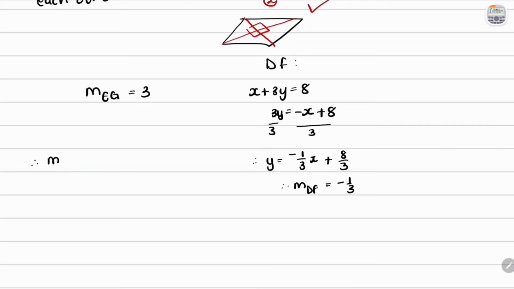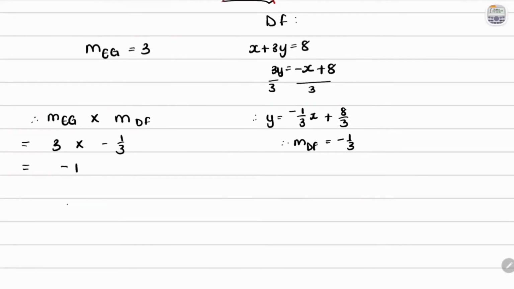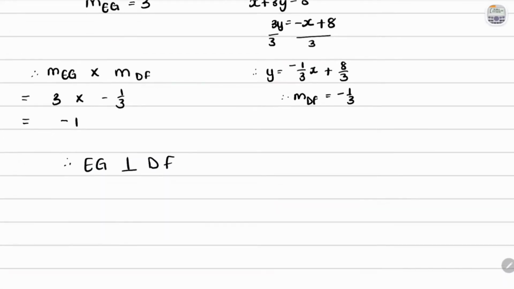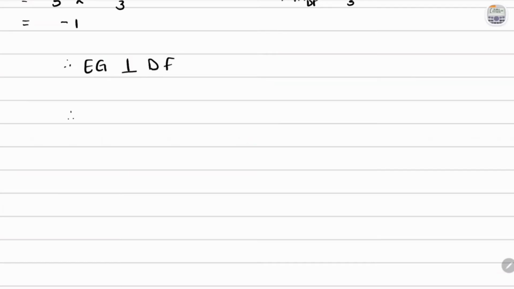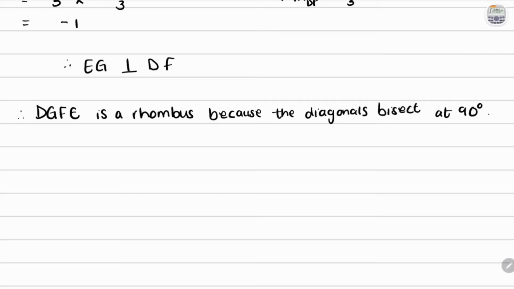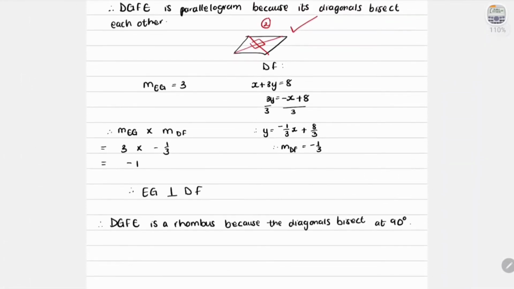When you take the gradient of EG and you multiply it by the gradient of DF, look at what they'll give you. That is 3 multiplied by -1 over 3. If you use your calculator or manually calculate it, you'll see that this gives you -1. And so therefore, it means that EG is perpendicular to DF. And if they are perpendicular, it means that the diagonals bisect at 90 degrees. We already knew they bisect. And now I can actually tell them that DGFE is a rhombus because the diagonals bisect at 90 degrees. Okay, and that is it for question 2.